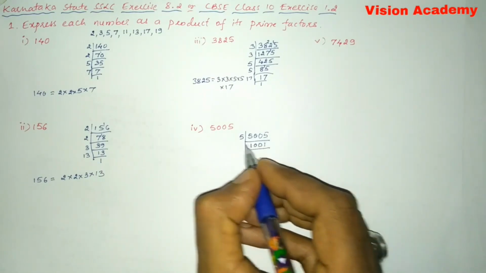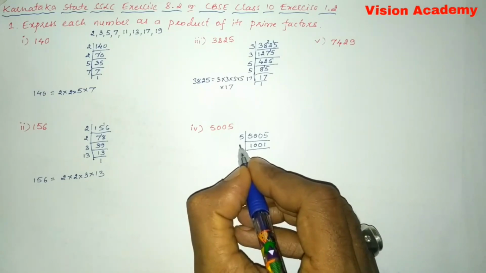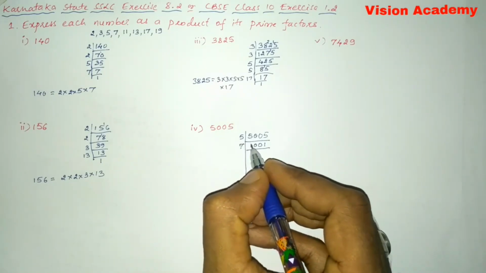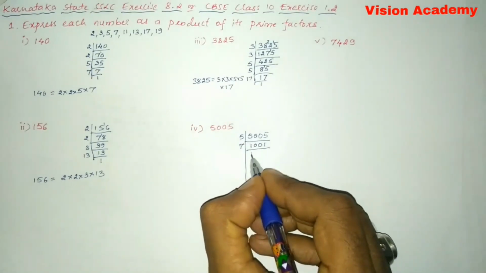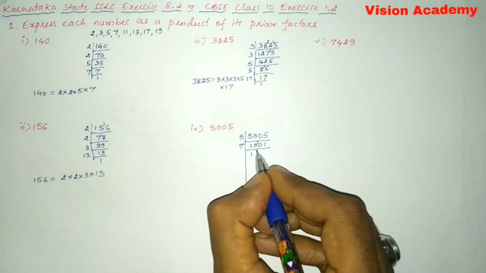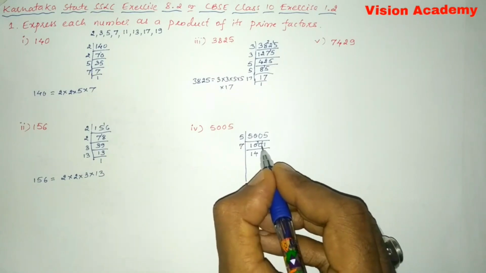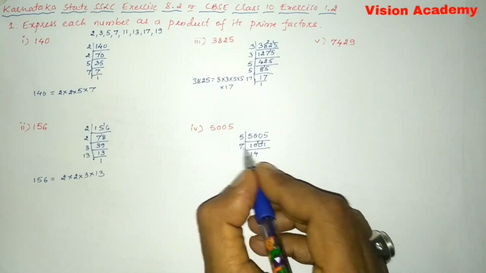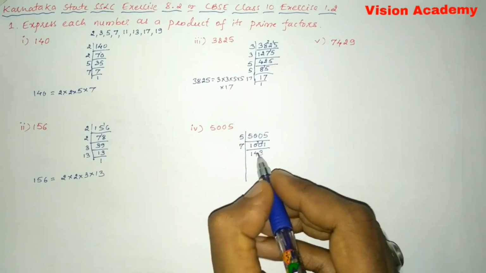Next let us take the next number, divide this one by 7. 7 1s are 7, so 3 remains, it will become 30. So 7 4s are 28, so 2 remains, so 21. So 7 3s are 21.